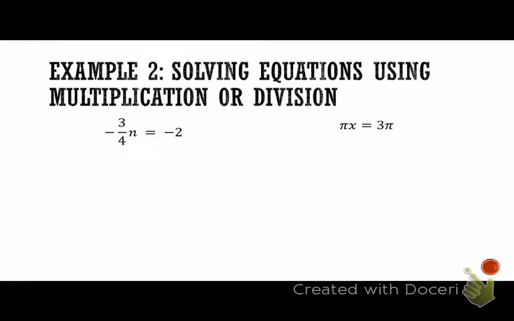You don't have to write this down. But what you're telling me is I need to divide both sides by negative 3/4, correct? Okay, so I'm going to show you how that looks side by side. You're telling me it's going to be negative 3/4 because it's multiplication with the n, and it needs to be divided by negative 3/4, right?